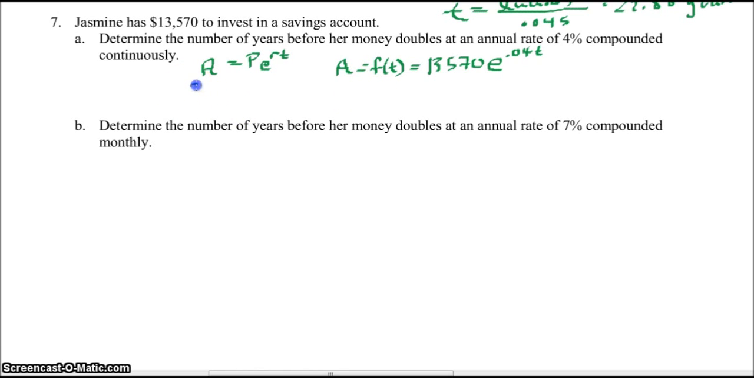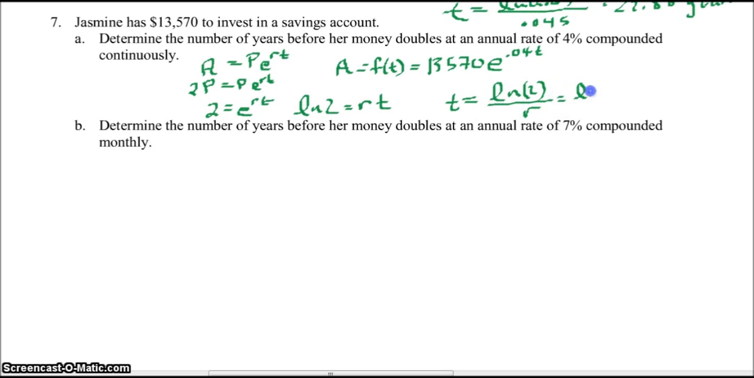So the amount is going to double. Really, we can think of it like this: 2 times the amount deposited equals the initial amount deposited times e^(rt). Let's divide both sides by P. You see 2 equals e^(rt). Then if we take the natural log of both sides, on the right hand side we just get rt since those are inverses. And so t equals the natural log of 2 divided by the rate, which is 0.04. And that is 17.329 years.